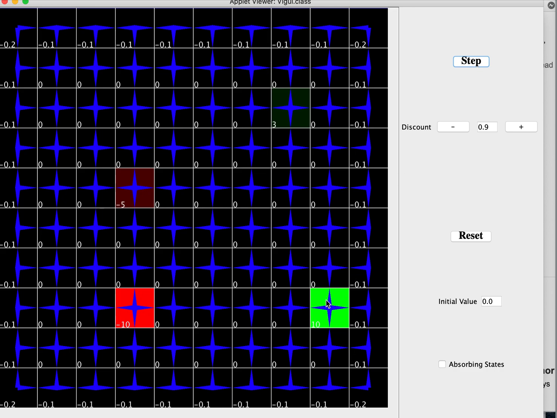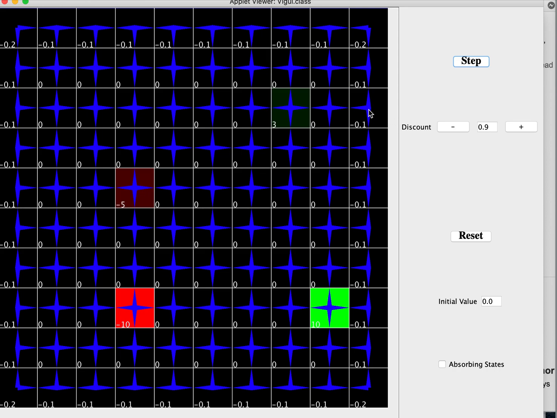So what happens here is at this point, if you're in this position here, it's worth 10, so you get a reward of 10. So looking at one step ahead, you immediately get a reward of 10. Here you get a reward of minus 10. Here you get a reward of minus 5, and here you get a reward in here of 3.